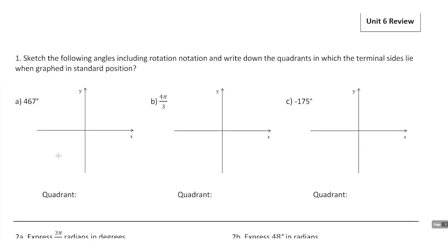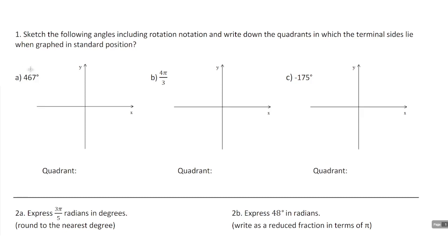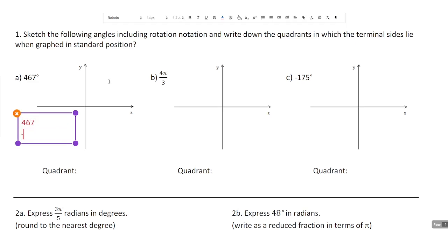So part A says 467 degrees. Now, 360 degrees would be one full revolution. So if we want to know where 467 is, what we may consider doing is subtracting 360 degrees and coming up with a coterminal angle where we're a little bit more familiar about where that terminal side is going to be. So just a little note here, 467 minus 360 is going to be 107.